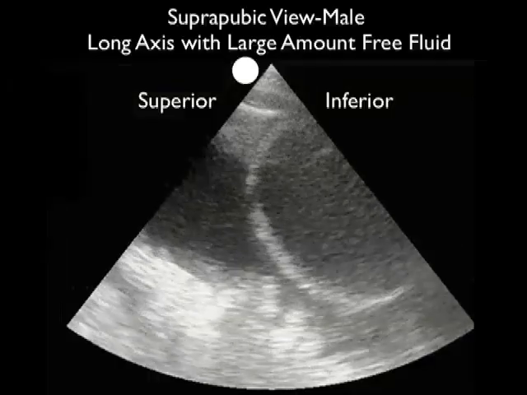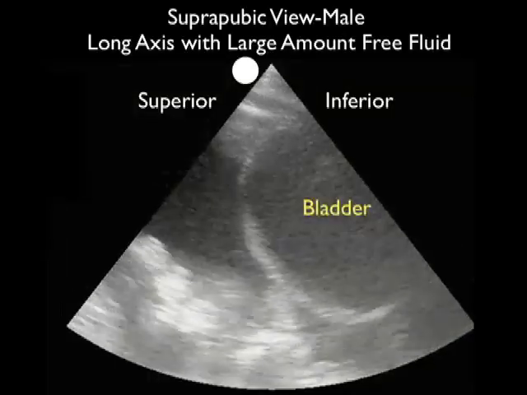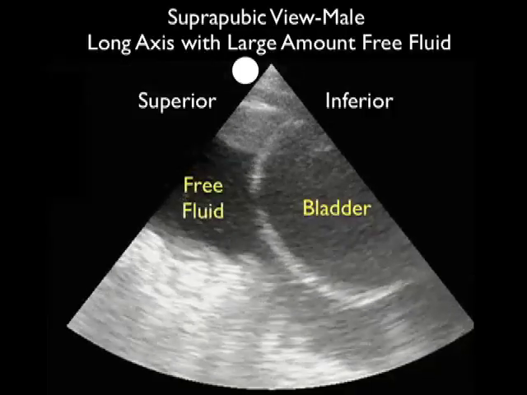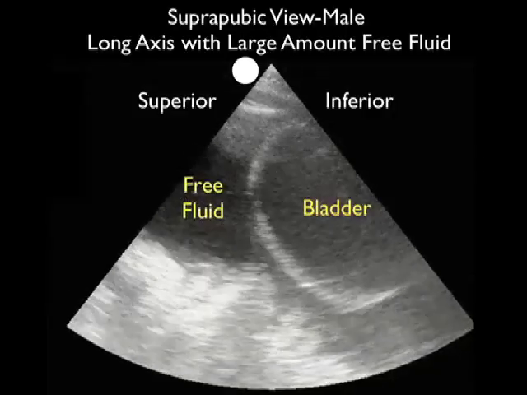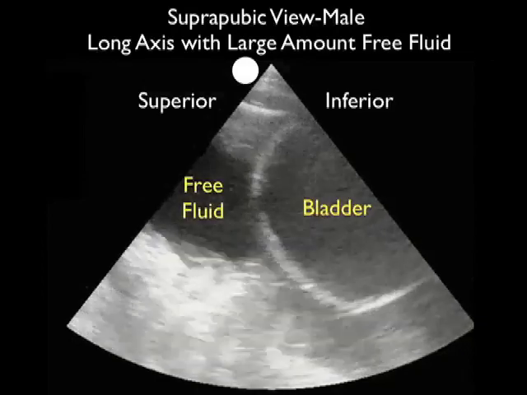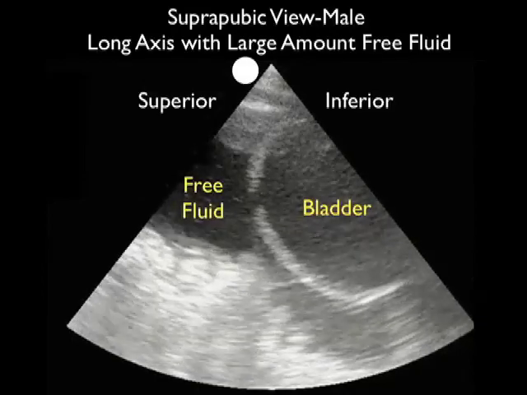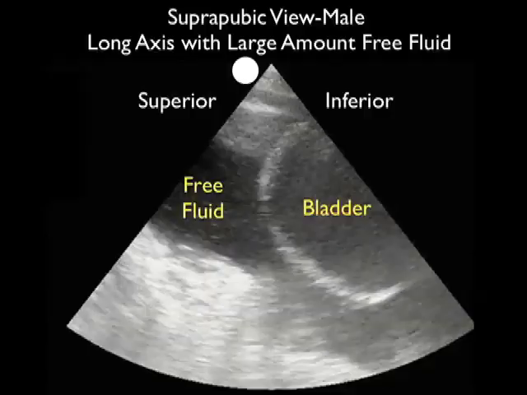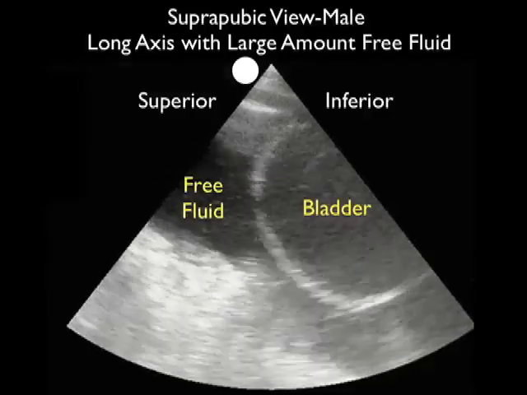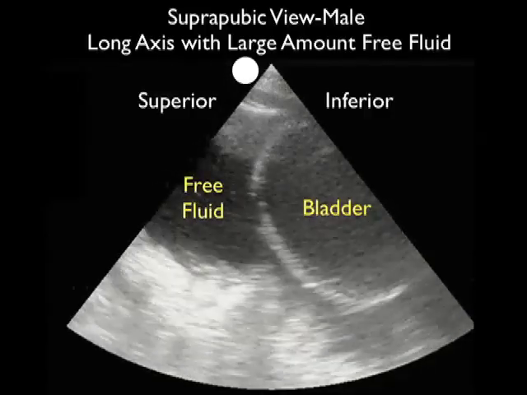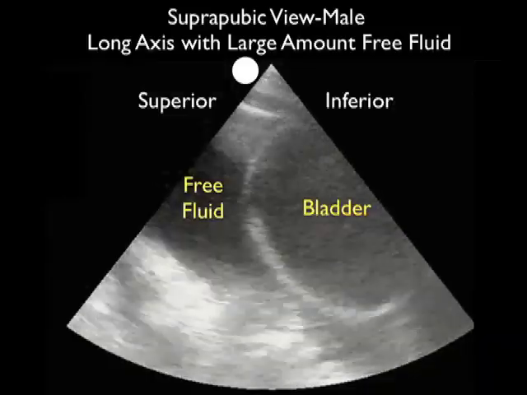Here we're scanning a male trauma patient with a long axis configuration, and we see a large amount of free fluid within the pelvis. We note the bladder inferiorly, and note all the free fluid layering out both posterior to the bladder in the retrovesical space and coming anteriorly onto the dome of the bladder as seen to the left here. So a large amount of free fluid in this male trauma patient.